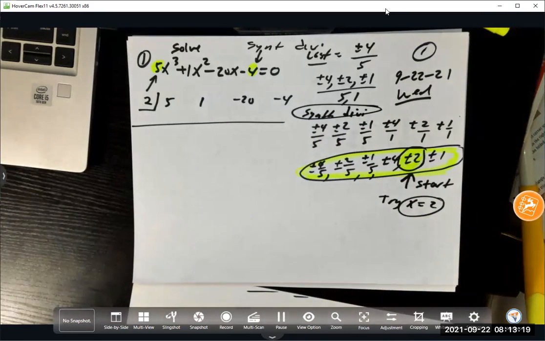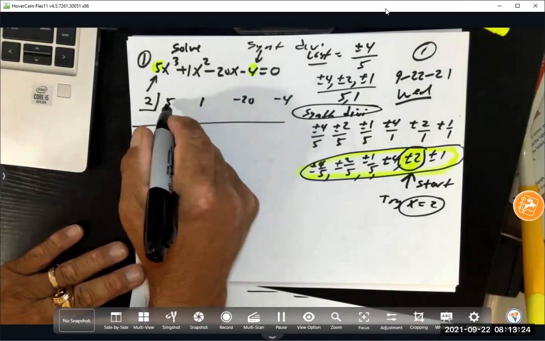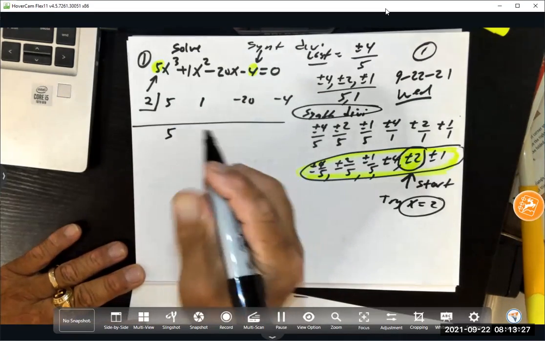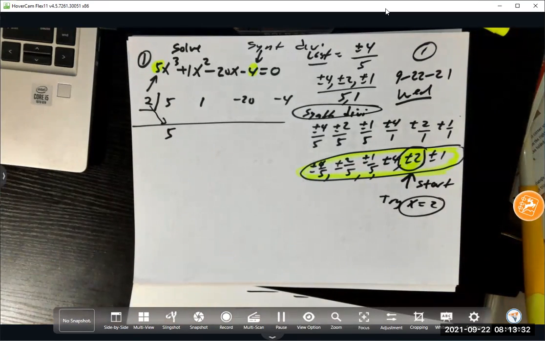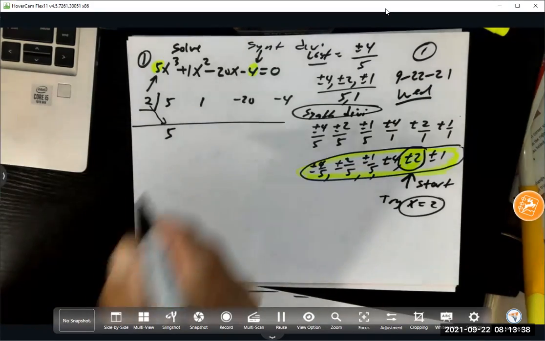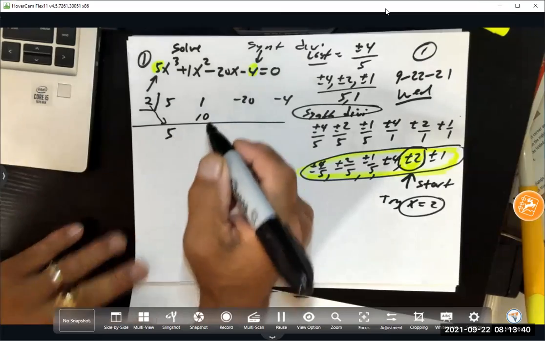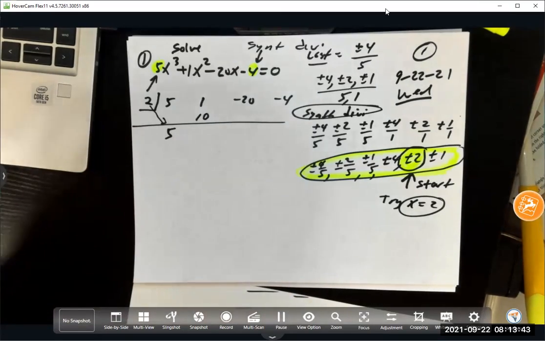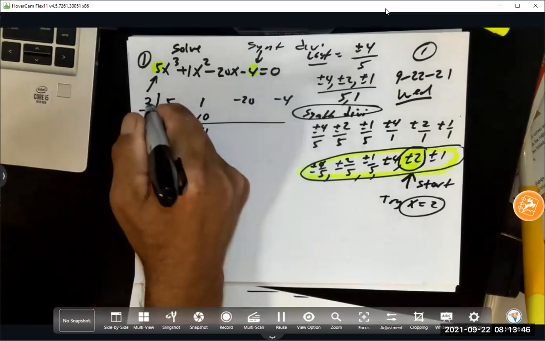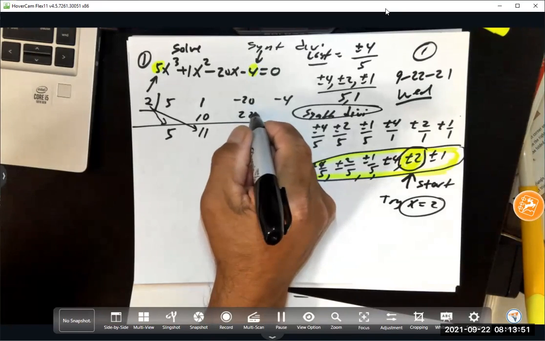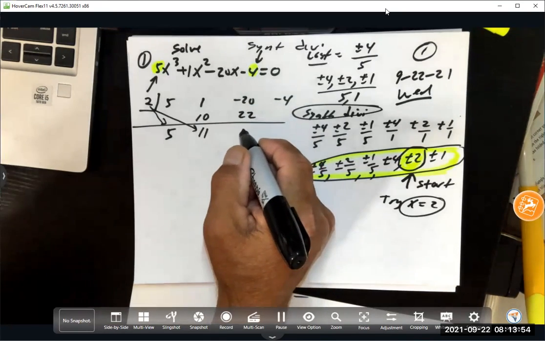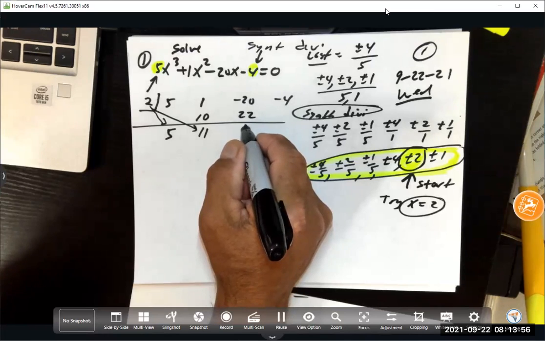Now, what do I do with the 5? Where do you think the 5 goes? Right here. Bring it down, always. Then you multiply 2 times 5. What do you think 2 times 5 is? 10. So 2 times 5 is 10, bring it up here. What do you think 10 plus 1 is? 11. Then 2 times 11 is 22. And 22 minus 20 is, use the calculator, 22 minus 20.